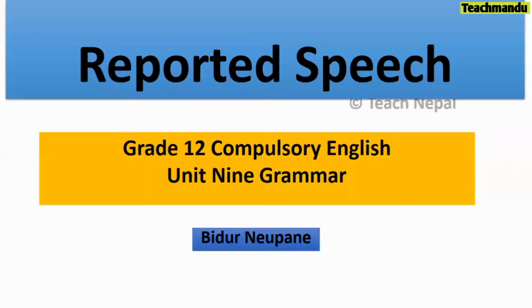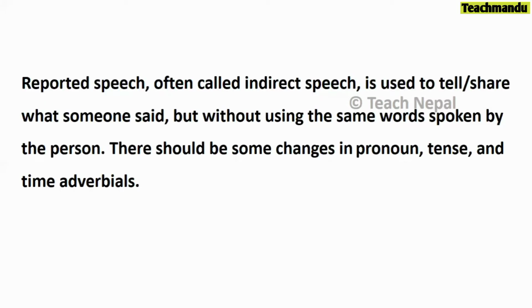Now let me get started. Reported speeches are the sentences spoken by the second person about what the first person said, and the second person often reports it to the third person. So reported speech, often called indirect speech, is used to tell or share what someone said but without using the same words spoken by the person. Therefore, there should be some changes in pronoun, tense and time adverbials.